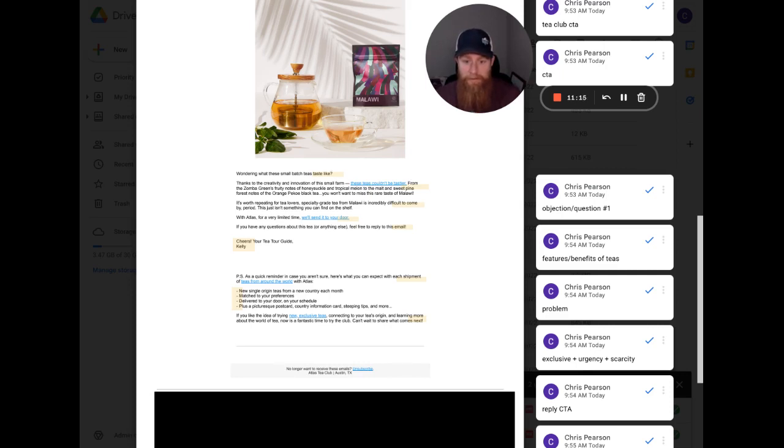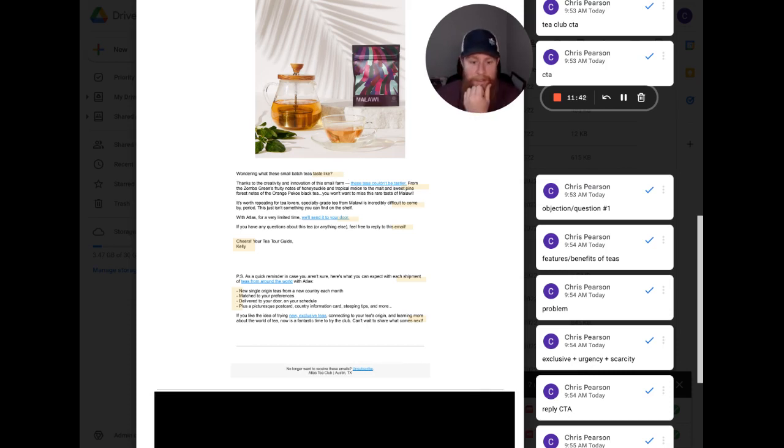Fruity notes of honeysuckle and tropical melon to the malt and sweet pine forest notes of the orange pekoe black tea, you won't want to miss this rare taste of Malawi. So they give the customer a sense of what these teas are actually going to taste like. The two here that they mentioned, and what you can expect from them, the notes, the flavors. So they address that objection right up front, and they link out to those teas. Couldn't be tastier, right directly to them.